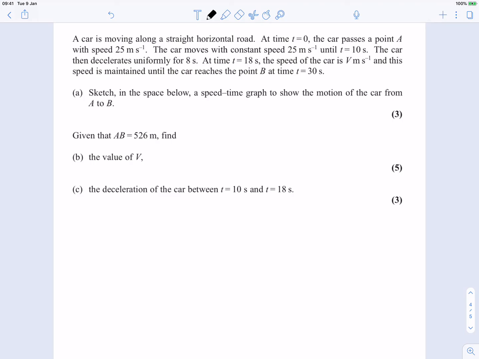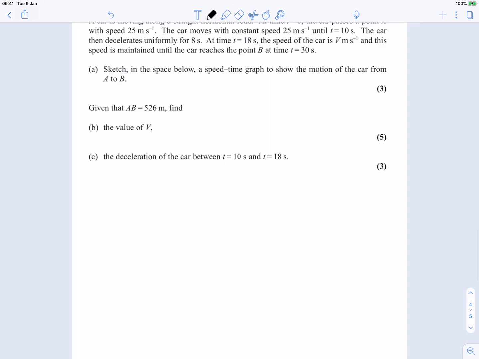Now, to be honest, I read it and I went, yeah, okay, so it's just going from there to there, it's slowing down, speeding up. I wasn't actually paying attention, I'll be brutally honest with you. Because for me, I want to read part A or part B of the question and say, right, what is it I need to do? What's the strategy here? Part A is sketching a speed-time graph to show the motion of the car from A to B. Okay, let's do that then.